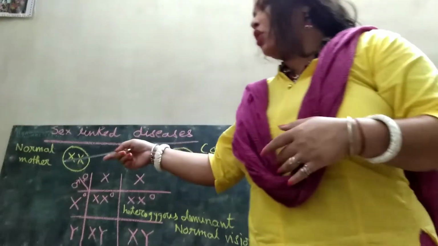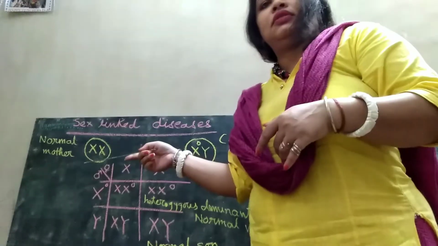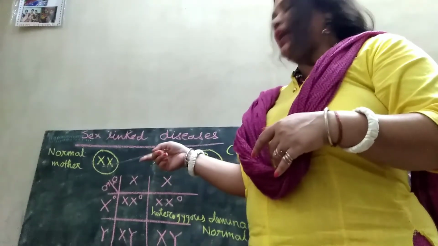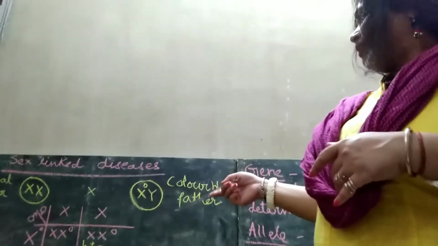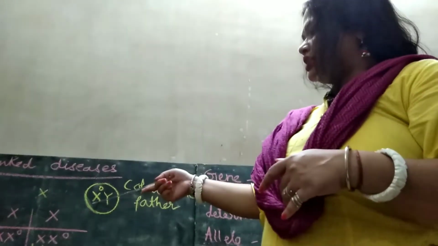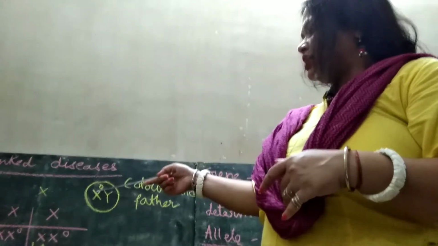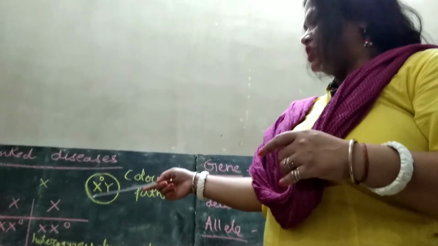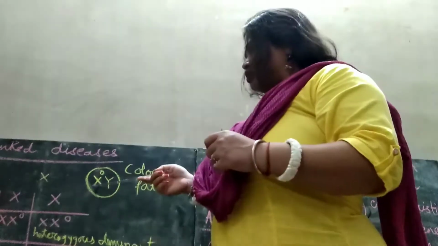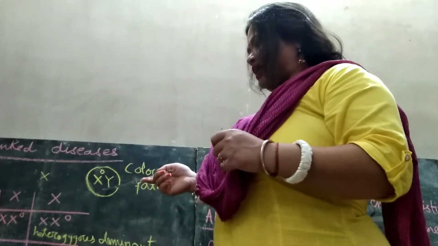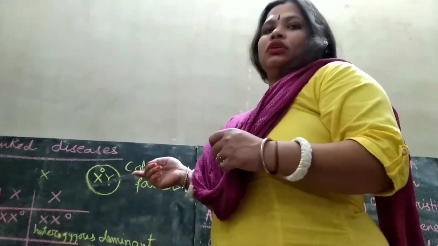Here, this is a normal mother, containing XX chromosomes. The colorblind father has an X carrying this symbol, which is carrying the defective gene, but that defective gene is present on the X chromosome, not on the Y. So it is an X-linked disorder.